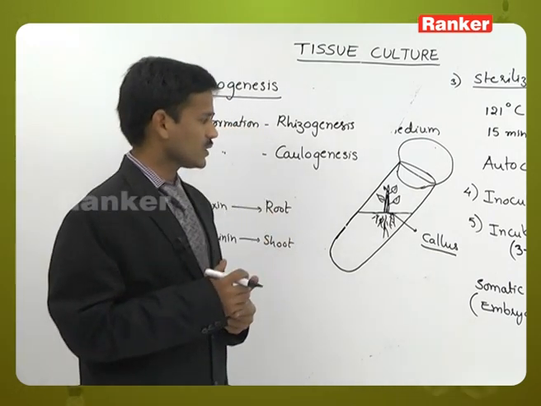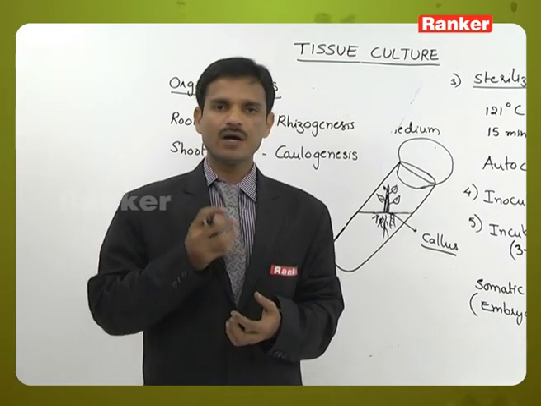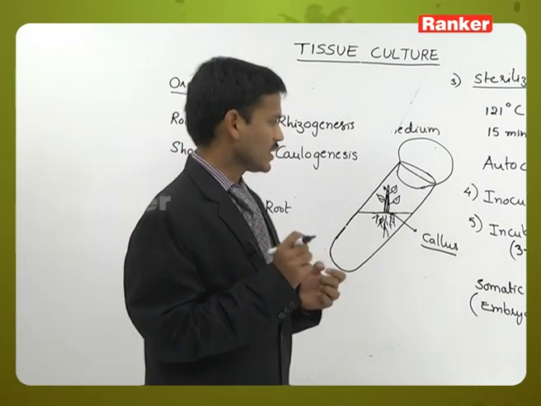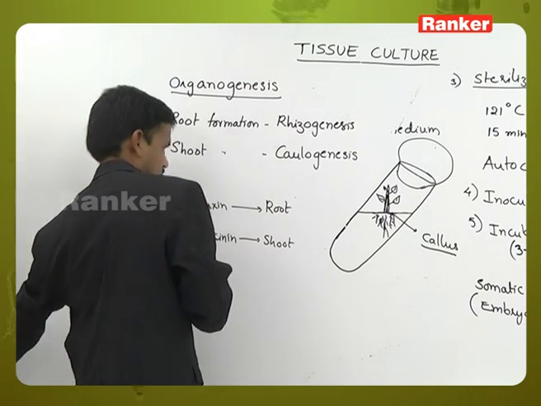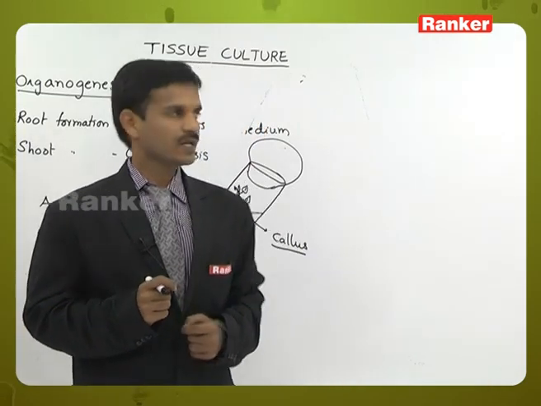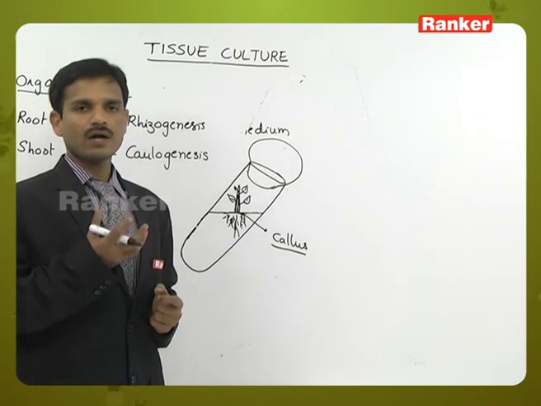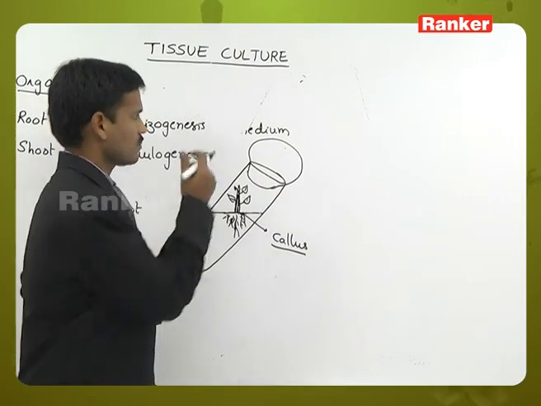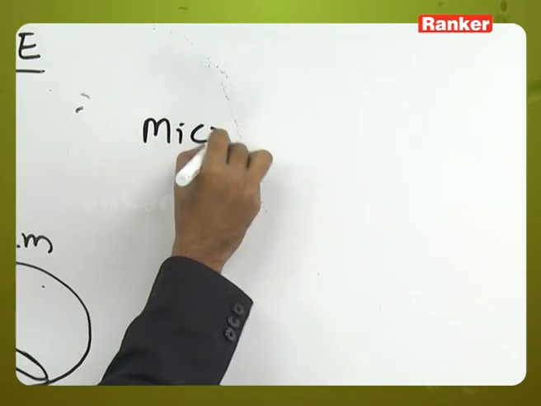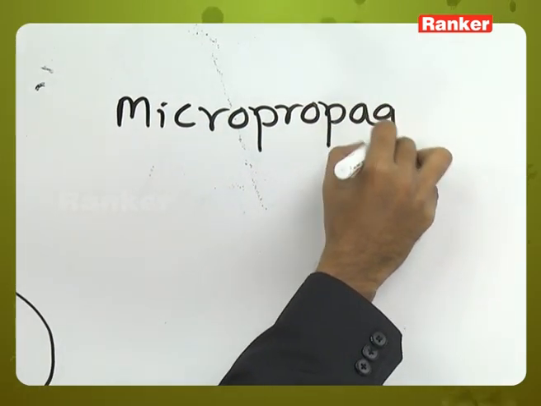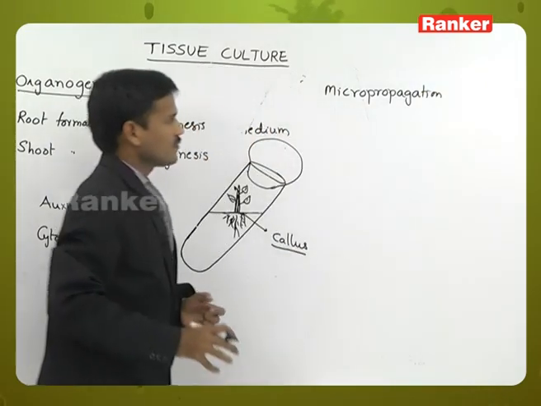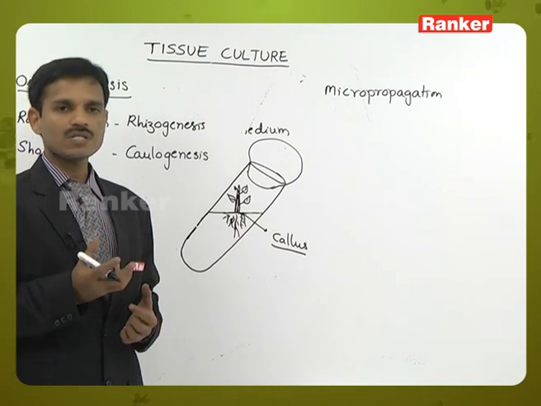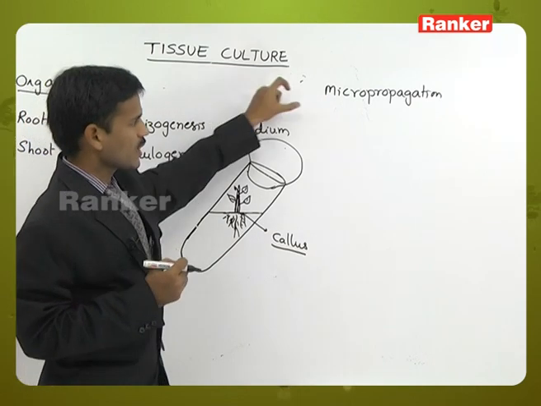So, in the tissue culture technique, we can produce a number of plants within a short period and within a short place. That technique is called micropropagation. By using this tissue culture technique, we can produce plants in large quantity. Within a limited space and within a short period, we can produce some thousands of plants also. So, it is called micropropagation.